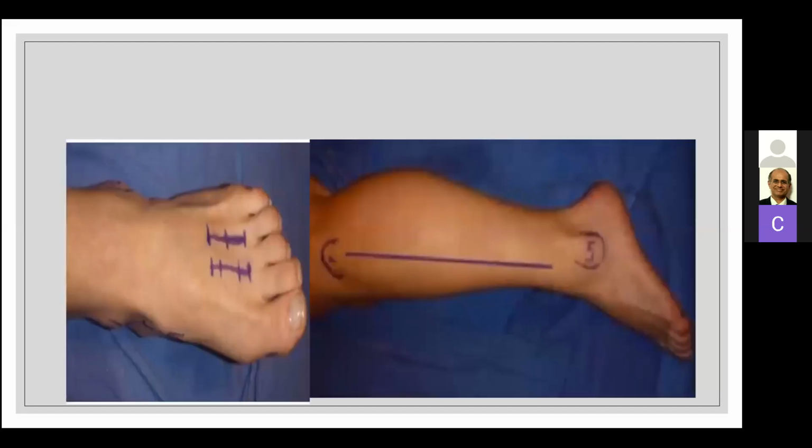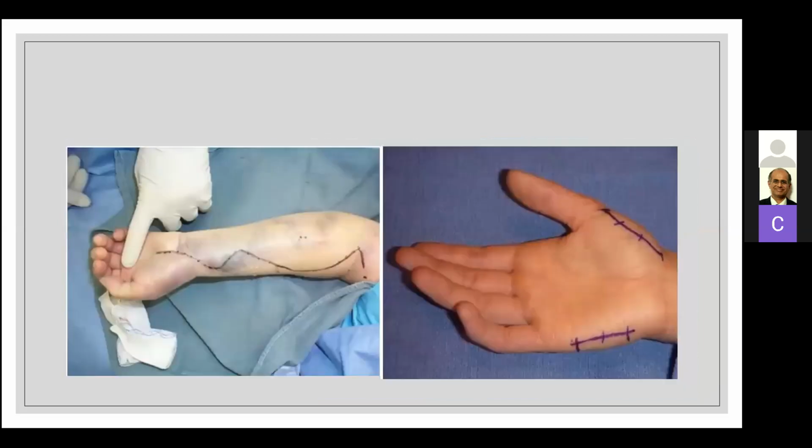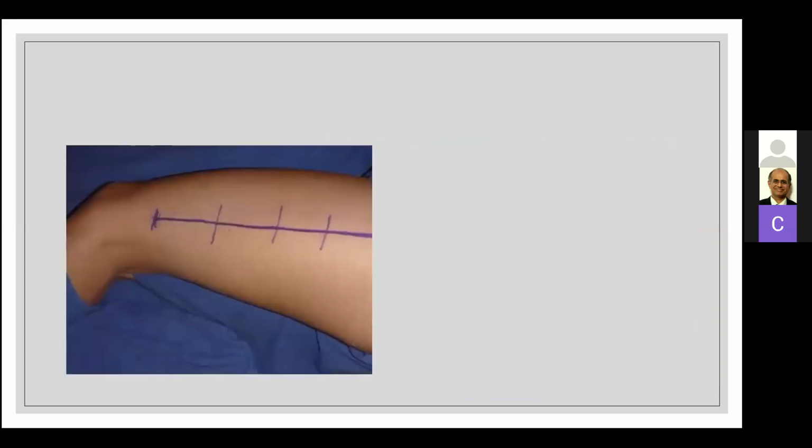This is also just showing the surface anatomy and the incisions for fasciotomy. This picture shows the lazy S that I was mentioning to decompress the forearm, and the thenar and hypothenar incisions for the hand. And that is for the thigh.